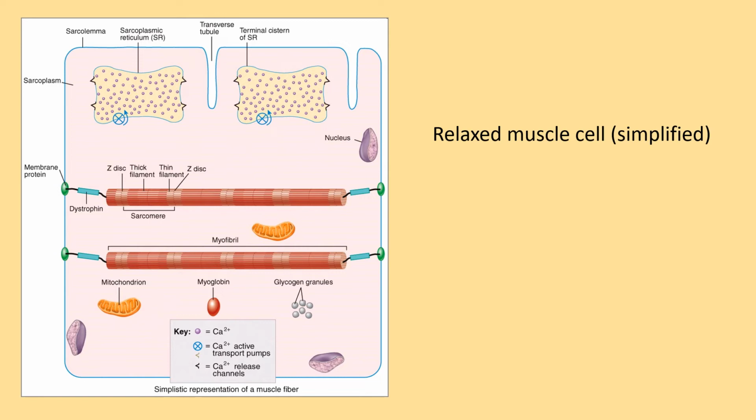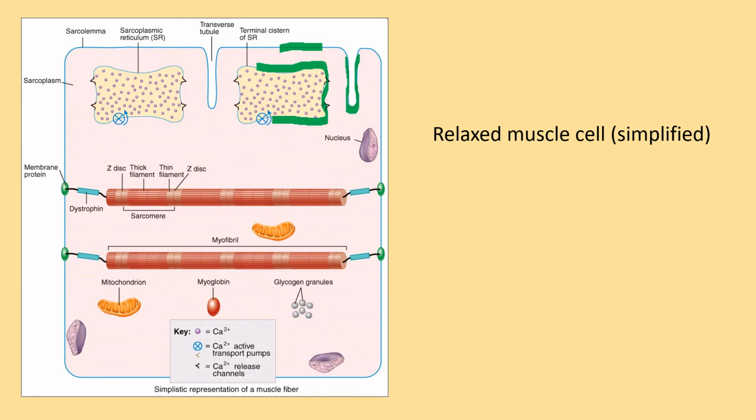So let me switch to, how about green? So what do we already know? What do we see here? This light blue line surrounding the cell, that's the plasma membrane of the muscle cell, also known as the sarcolemma. This invagination represents a T-tubule. This sac here represents the sarcoplasmic reticulum.